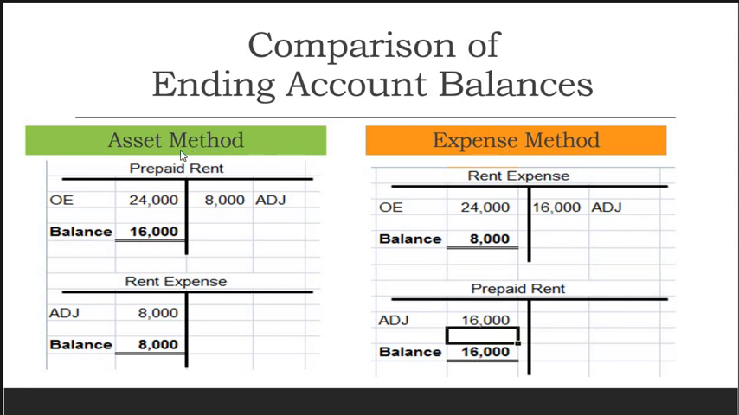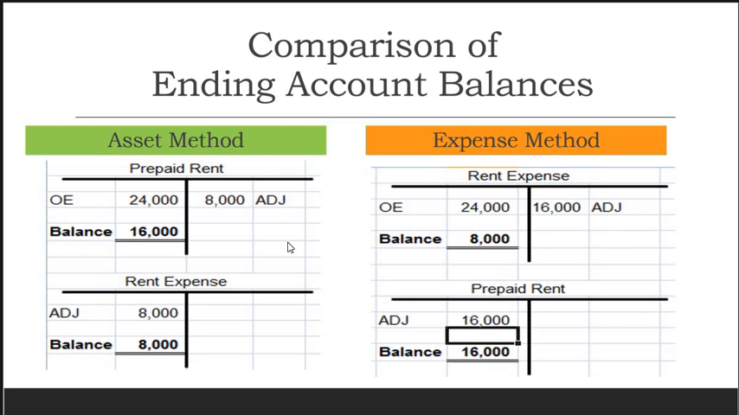whatever method that you will use, whether it is asset method or expense method, observe that yung ending balances nila are the same. So, example, sa asset method, prepaid rent niya, 16,000. Expense method, prepaid rent niya ay 16,000. Asset method, ang rent expense niya ay 8,000. Under the expense method, ang rent expense niya ay 8,000 din. So, this only goes to show that regardless of the method that you use, the ending balances would still be the same.